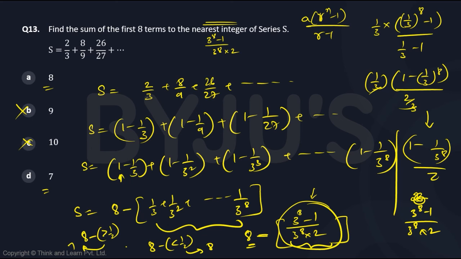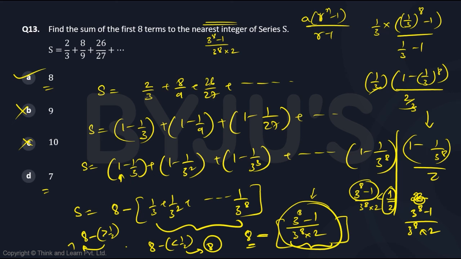So if you notice, clearly 3 power 8 minus 1 by 3 power 8, this is less than 1, definitely, because the numerator is lesser than the denominator, which means if I divide by 2, it should be less than half. So what I'm subtracting is clearly less than half. If I'm subtracting less than half, the answer will be closer to my 8 value. Hence the answer is option A.